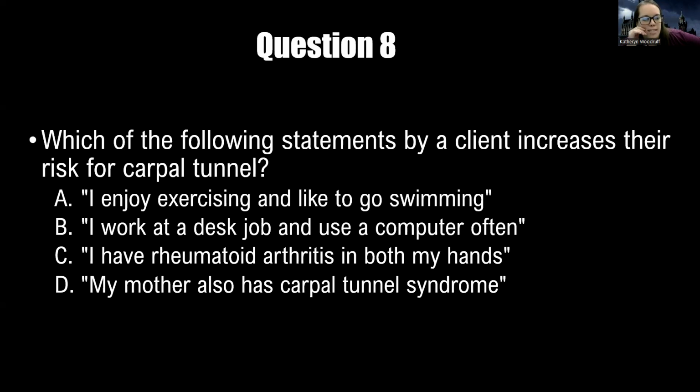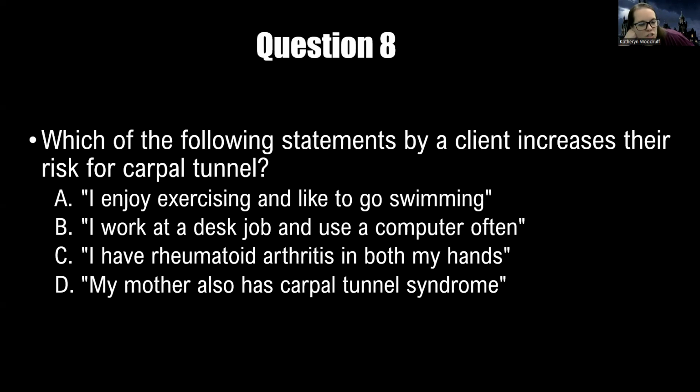The first one says, I enjoy exercise and like to go swimming. I don't really see anything wrong with that, but I have to ask myself, what do I know about carpal tunnel? Is it as a result of too much exercise? I think with carpal tunnel, it's a repetitive strain. So it's from them doing something over and over. So if they enjoy exercise and like to go swimming, it's not necessarily repetitive, because carpal tunnel is in your hand. So I don't really see that as a repetitive movement that could cause carpal tunnel.